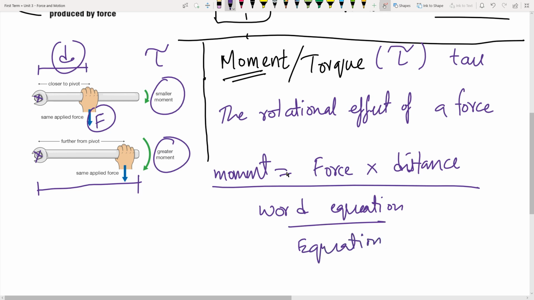Why is this called an equation? Because there is an equal sign over here. That's why we call this an equation in mathematics. So this is a mathematical representation of this rotational effect of the force. So it is very easy to understand.